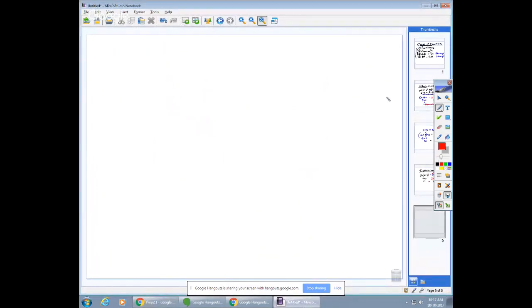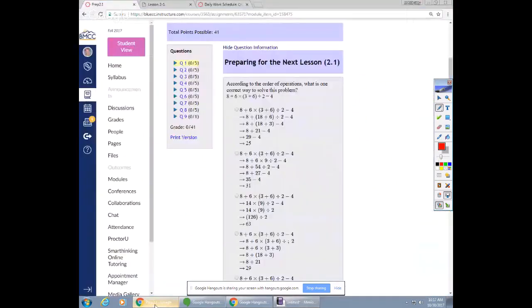What's that? Yeah, that's what I'm gonna. Oh yeah, I'm gonna zoom it in before I screenshot it. Thank you for reminding me.